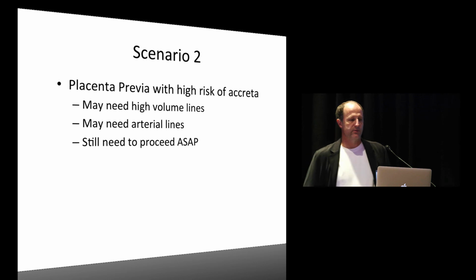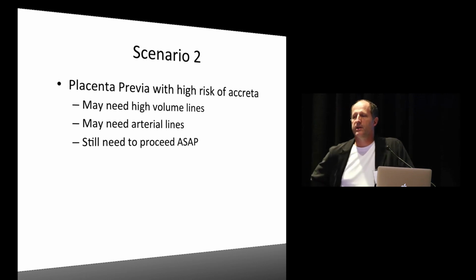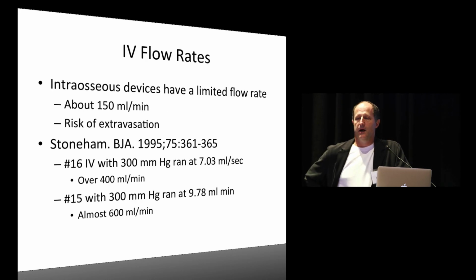So like I said, the intraosseous line is only going to flow about 150 mils a minute. You have a risk of extravasation when you put the line under pressure. When you compare this to 16 and 15 gauge catheters put under 300 mmHg of pressure, and you look at the flow rates, you're much better off with the large bore IVs.